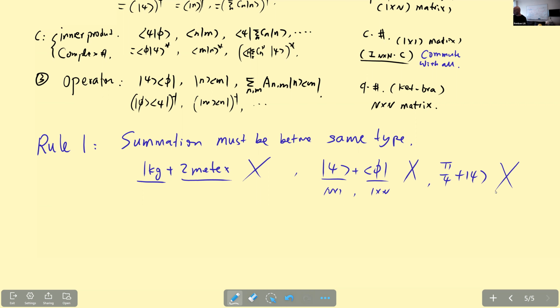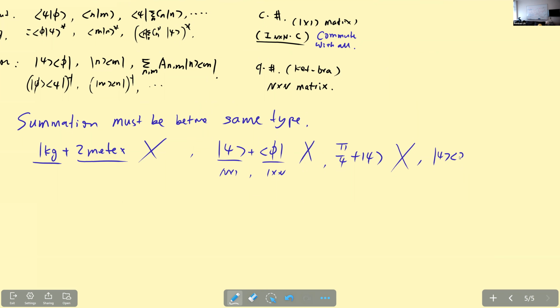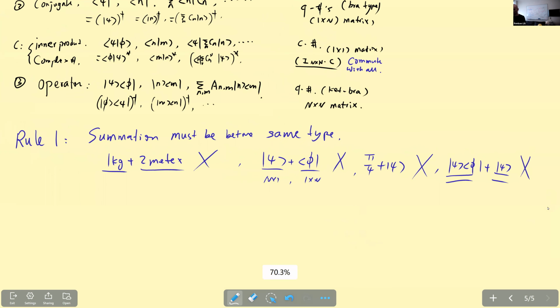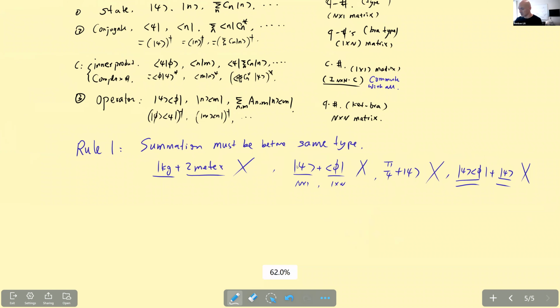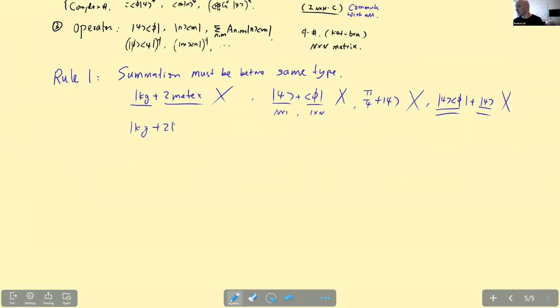That's not allowed, okay? You cannot do something like this one, say |ψ⟩ plus ⟨φ|. This one is not allowed because this one is the operator and this one is a state, right? What is allowed is, for example, 1 kg plus 2 tons.